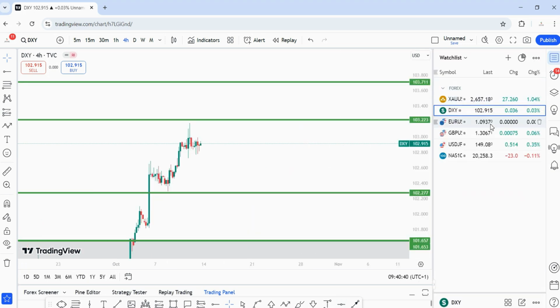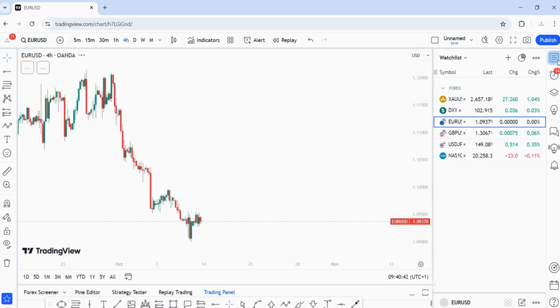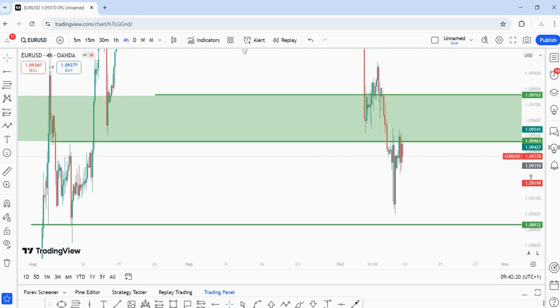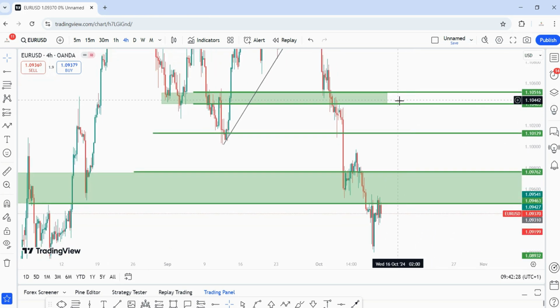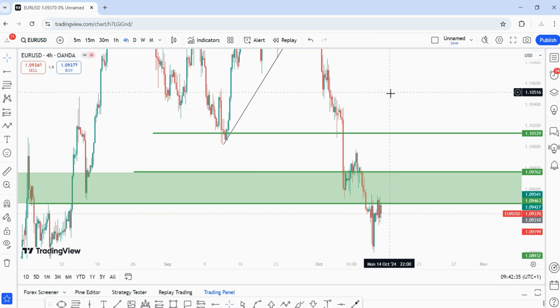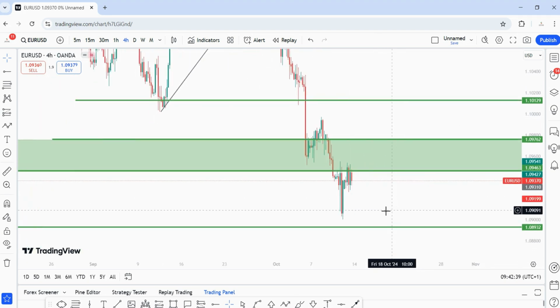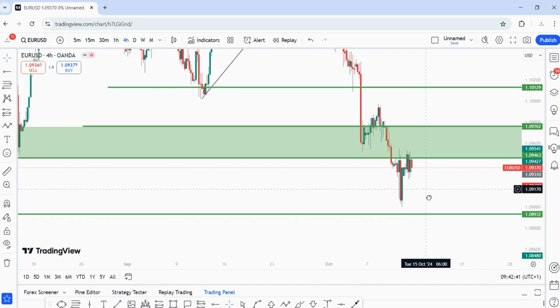So I won't spend much time on DXY, guys. I will just switch to Euro USD. So what do we expect going into next week? It's a tricky one, just like it's tricky on DXY. It's also a tricky one on Euro USD. Meanwhile, let me delete these zones, delete this. So what I'd like to see going into next week is this.